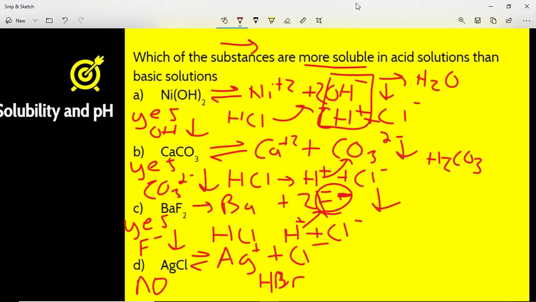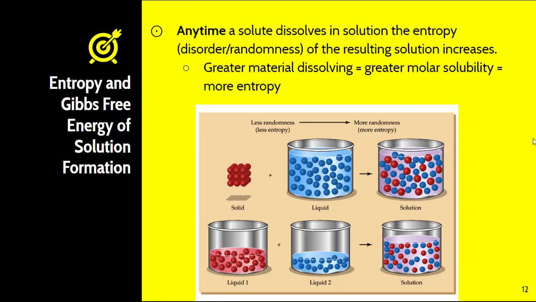Let's move on. Last couple things I want to talk about here, and we haven't really dug into these much yet, but we will in our final unit, is entropy and Gibbs free energy of solution formation. Anytime a solute dissolves in solution, the entropy, the disorder or randomness, increases. So greater material dissolving, greater molar solubility, more entropy. Entropy is just the amount of disorder or randomness in a system. If I take a solid and put it into a liquid, the solid and liquid actually have very low disorder. They're very organized, as you can see in the diagram. When I place them into solution, the amount of randomness or disorder increases. So therefore, the entropy increases.